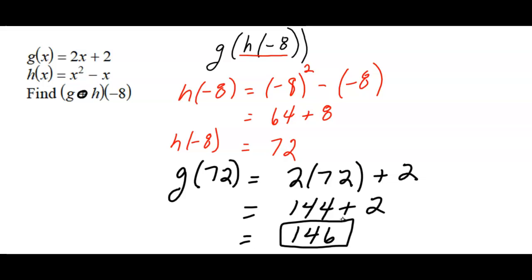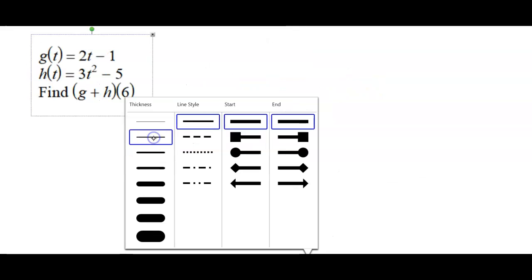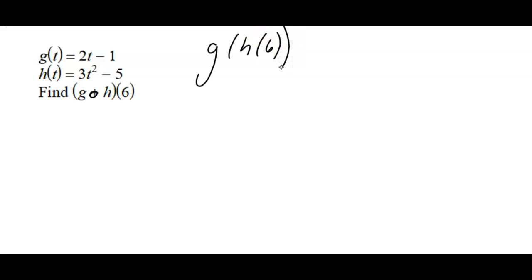All right, we have one more. Again, I apologize, this is a typo here. This should be an open circle for your composition. Okay, so we want to find g of h of 6. So rewrite it, g of h of 6. And then you just work from the inside out.